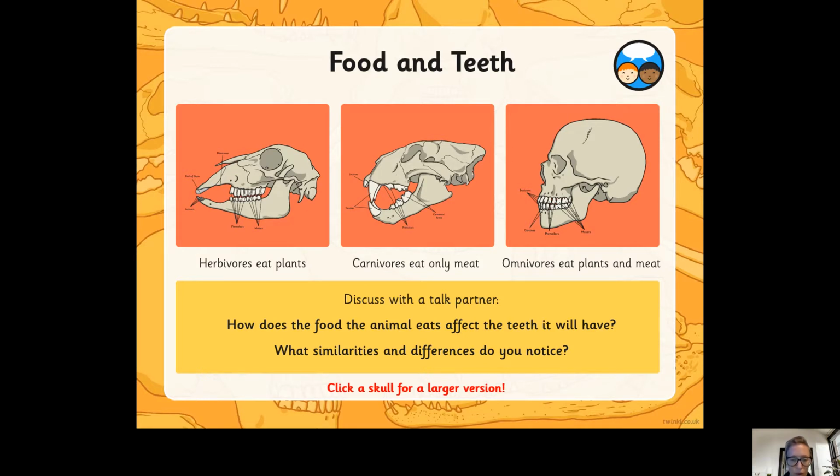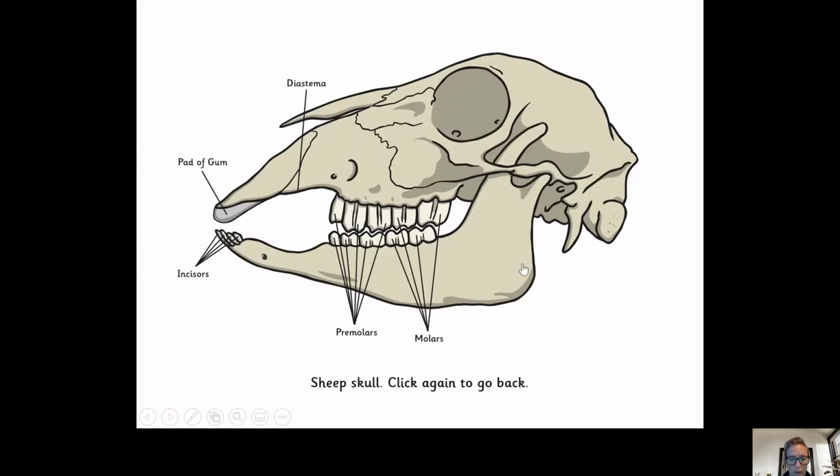Okay, welcome back. So I'm going to click on each of the skulls and we're going to be able to look at a bigger version of it. So here we go. I'm going to start with this one. We'll find out what it is, I think. Oh yeah, it's a sheep skull.